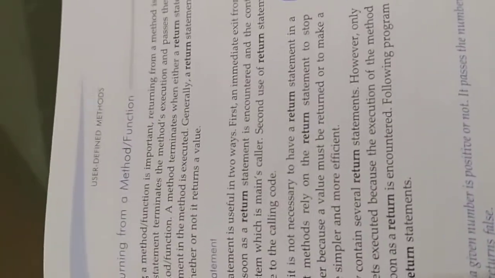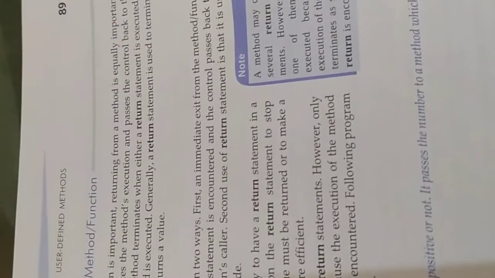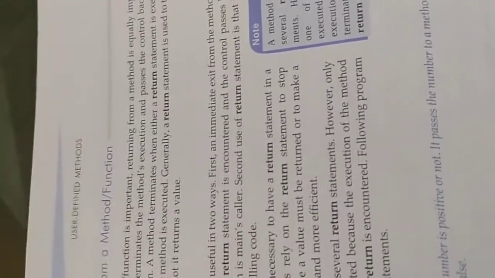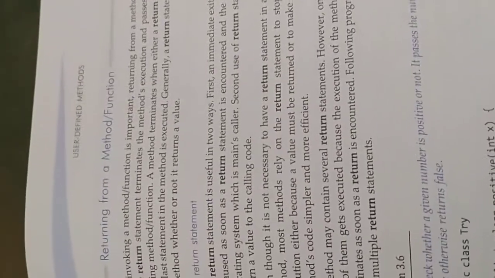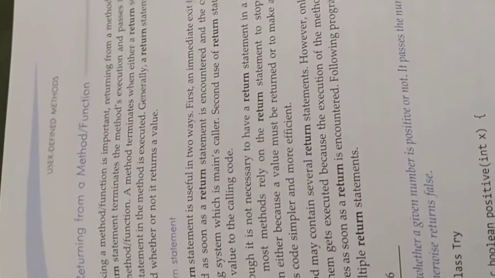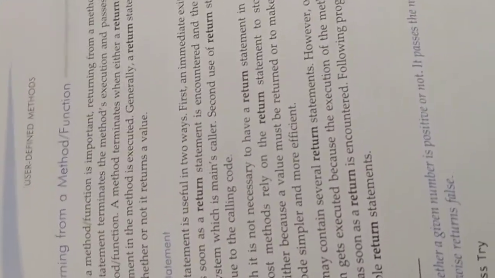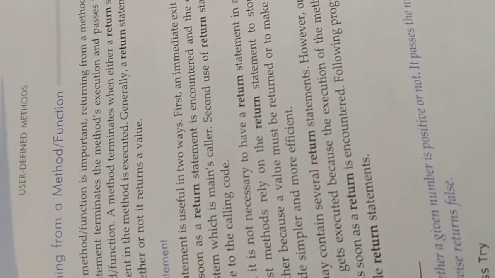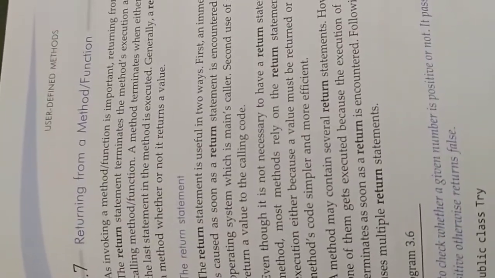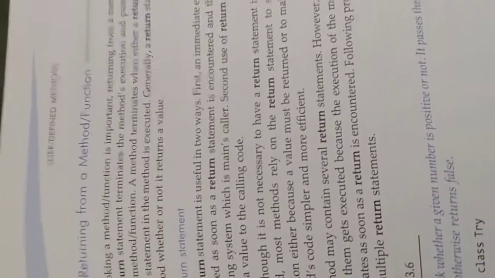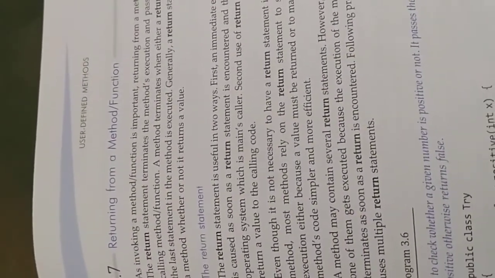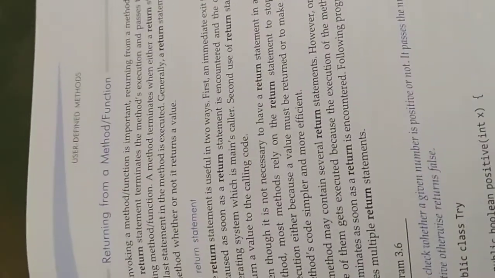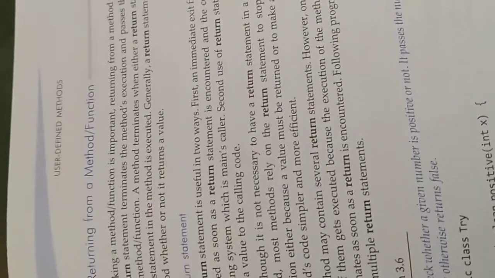First, a method terminates when a return statement is executed. When a return statement is executed, that method automatically gets terminated. Whenever a return statement is seen, the program's control goes back to the calling function. The second use is that a return statement terminates a method whether or not it returns a value. It can be used for returning a value.